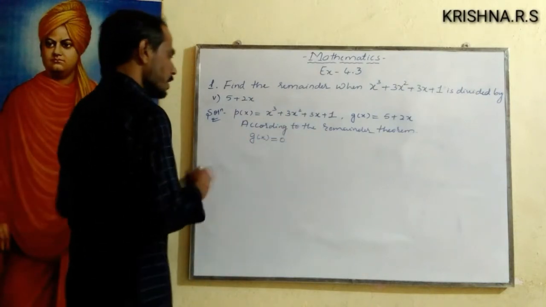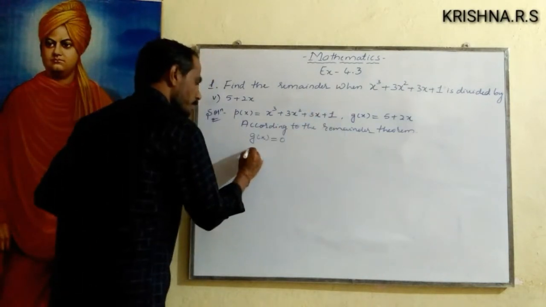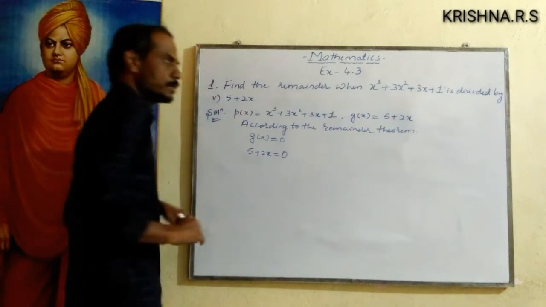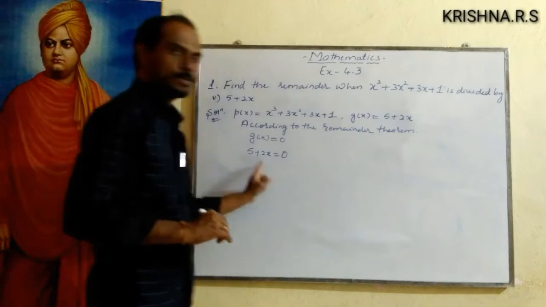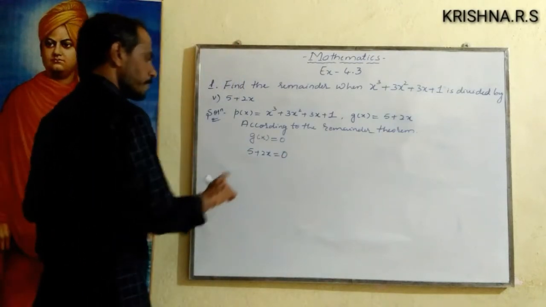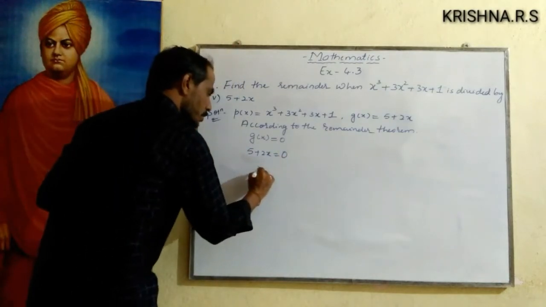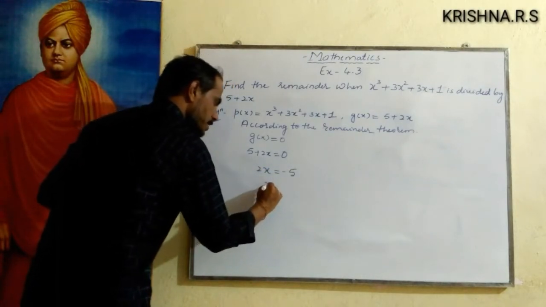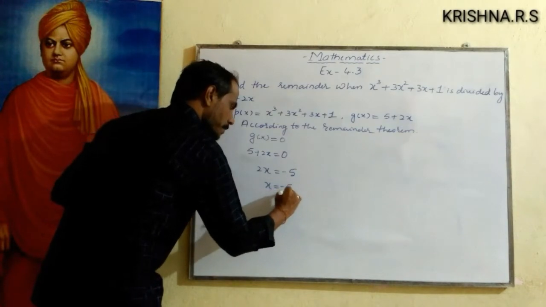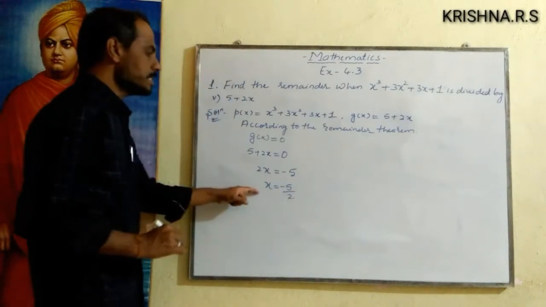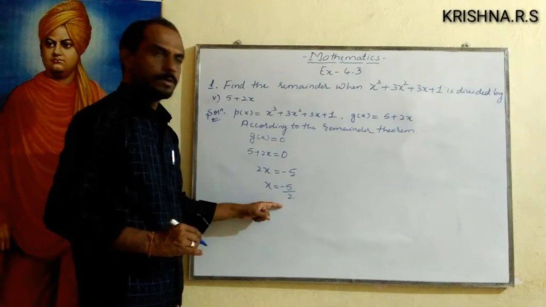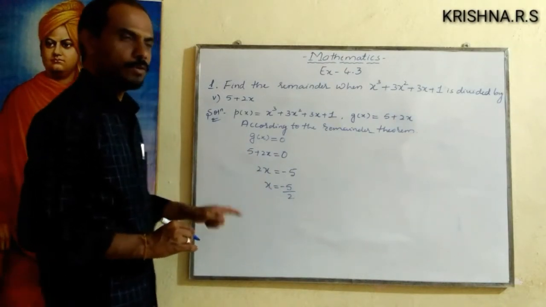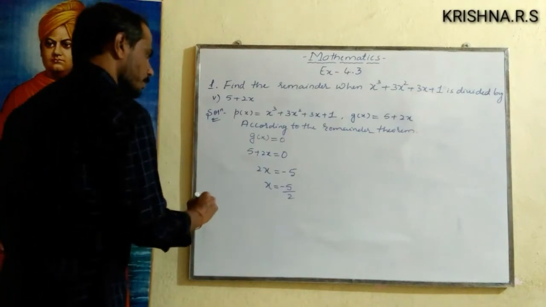The next step, what is g of x in this problem? 5 plus 2x is equal to 0. The next step, 5 to the other side, 2x is equal to minus 5. Then x is equal to what? Minus 5 by 2. Putting x is equal to minus 5 by 2 means p of minus 5 by 2 is the remainder. You should find the value of p of minus 5 by 2.